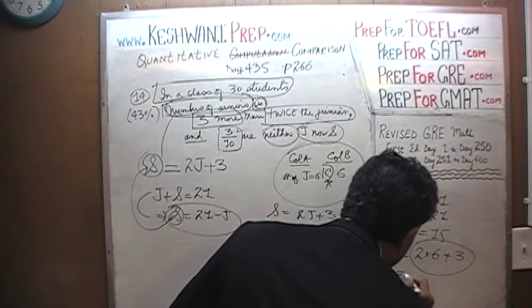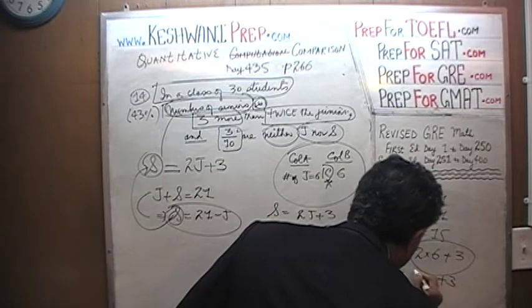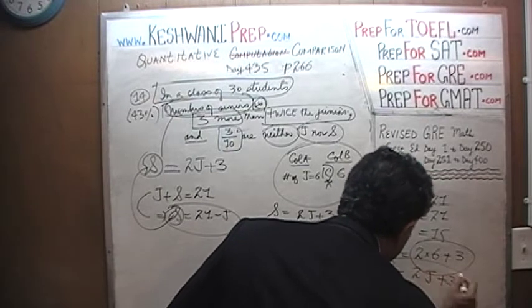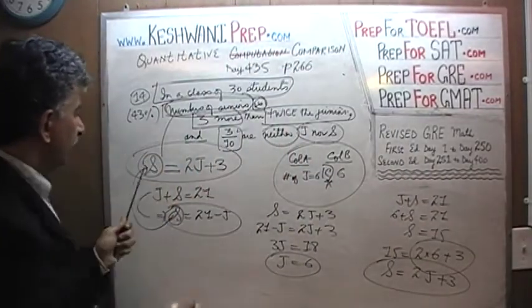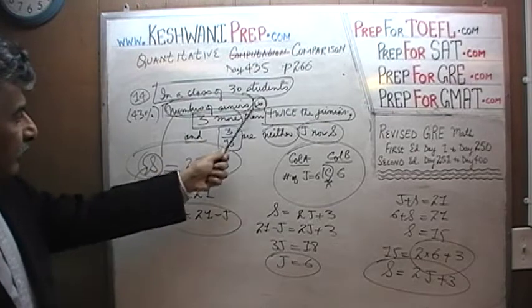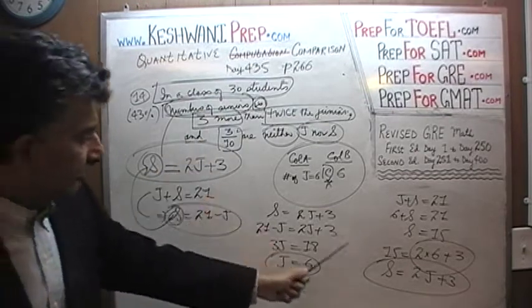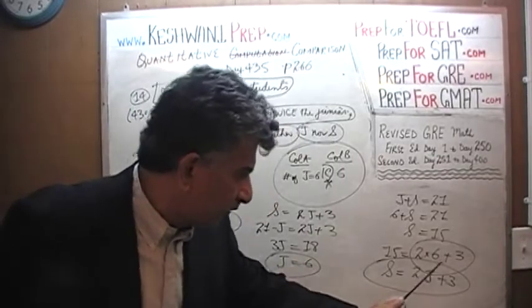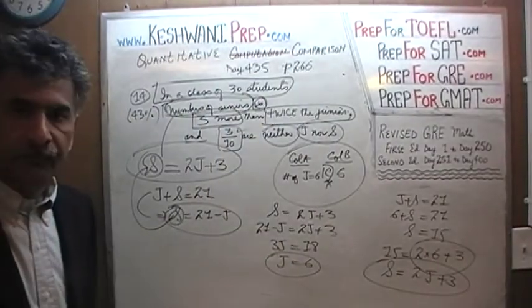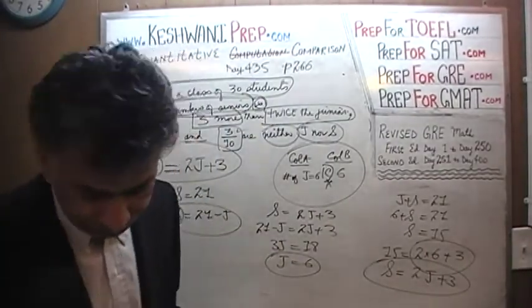The number of seniors is in fact 3 more than 2 times the juniors. That's what the first statement told us. The number of seniors is 3 more than twice juniors. So it fits. So we could have done it that way as well.